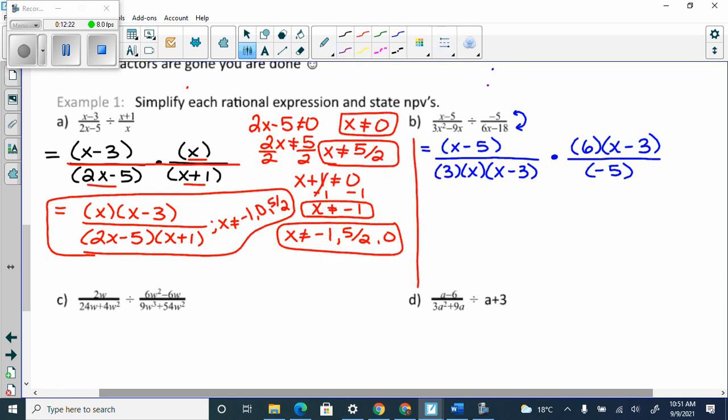Remembering non-permissible values of both denominators and this numerator because it was a denominator. So our MPV says 3, give me a non-permissible value? No. What about x? Just can't equal 0. This one's going to be x minus 3 can't equal 0, so x can't equal 3. Does 6 give me one? No. I already did x minus 3. Do I have to do it twice? That's too much. I'm about negative 5. Give me an MPV? No. So that's it. X can't equal 0 and 3.